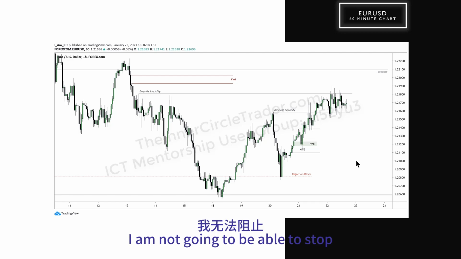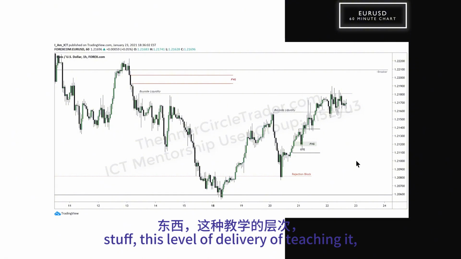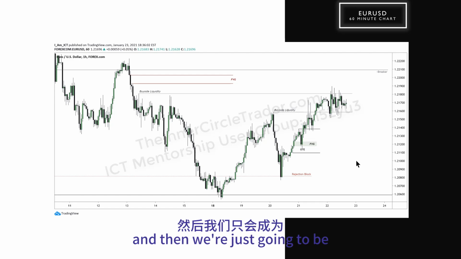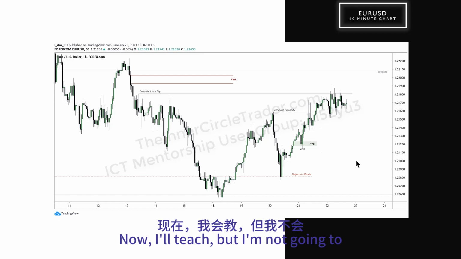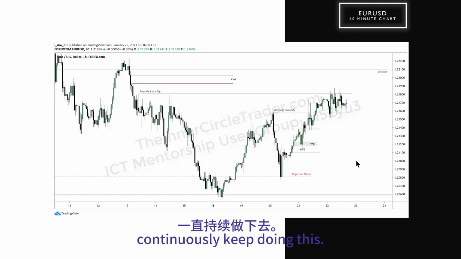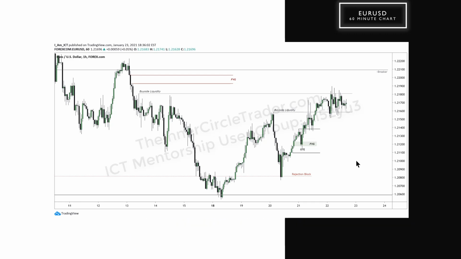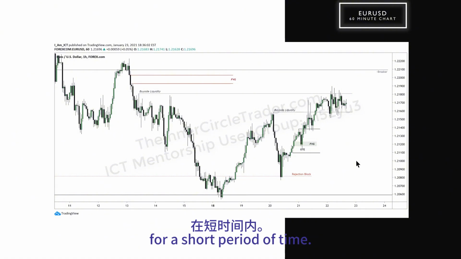I am not going to be able to stop every person in here as soon as they start doing it. But I want you to understand something. All of this stuff, this level of delivery of teaching it, it ends this year. And then we're just going to be a community in 2022 going forward. Now, I'll teach, but I'm not going to continuously keep doing this. So for some of you who want to make a side business out of what I'm doing, you won't have that forever. And that's why I'm only doing it for a short period of time.